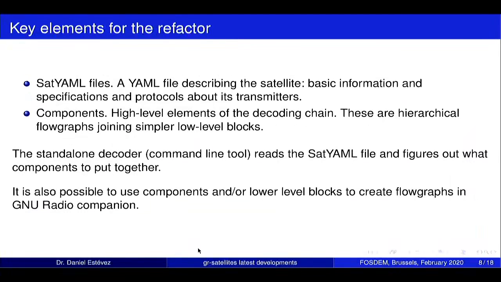So that's what the standalone decoder does. It reads the SatYAML file for the satellite in question, figures out what components it needs to connect together, and runs a flow graph. But it's also possible for the user to go to GNU Radio Companion and use either high-level components or lower-level blocks from gr-satellites to create any kind of custom flow graph.